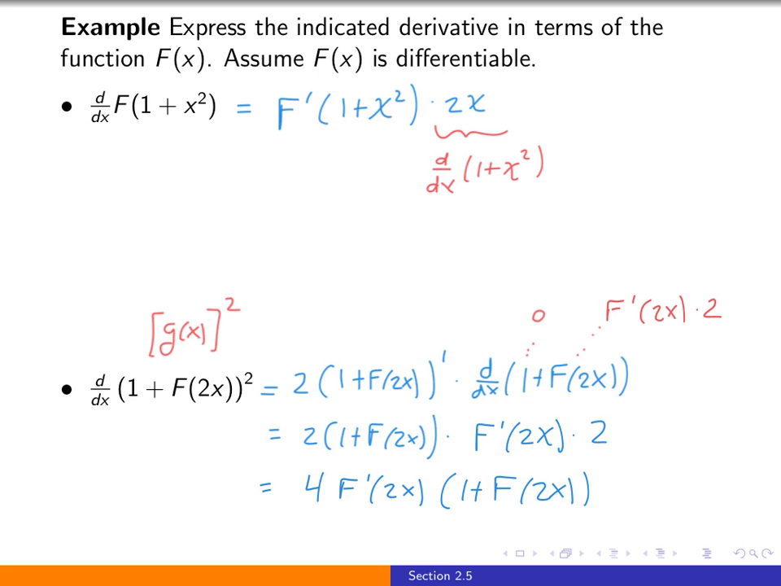So another observation to make is not only can we use multiple methods in the same problem, it's very reasonable that in a problem we'll have to use a chain rule not only once, but also a second time.